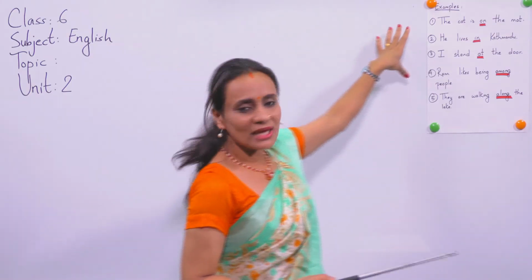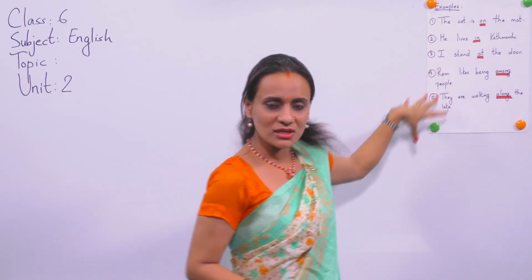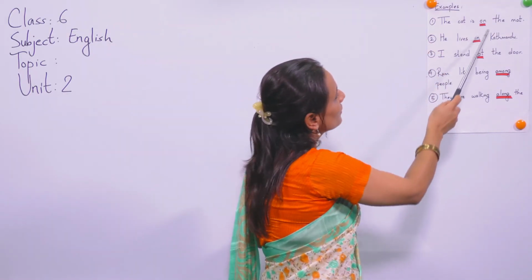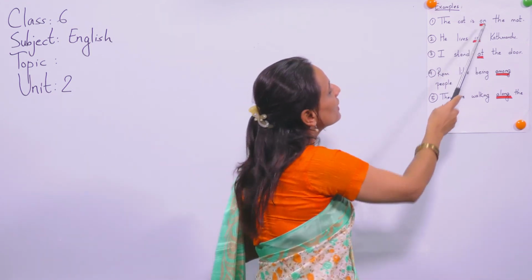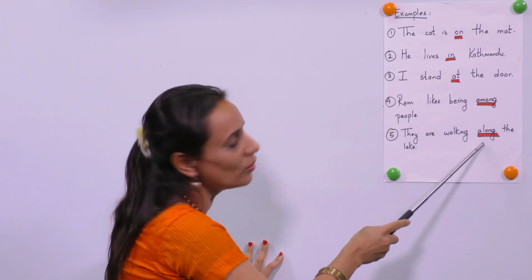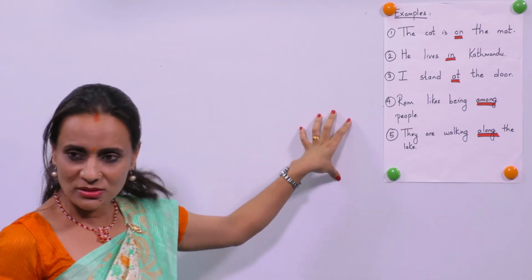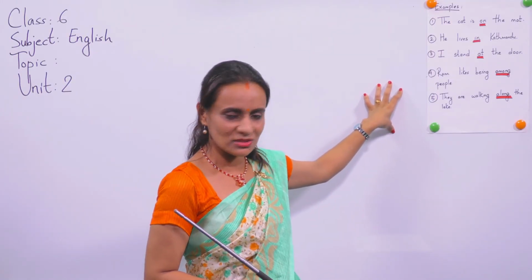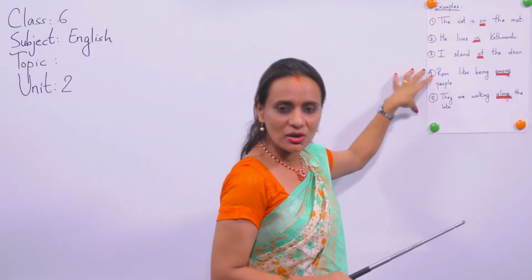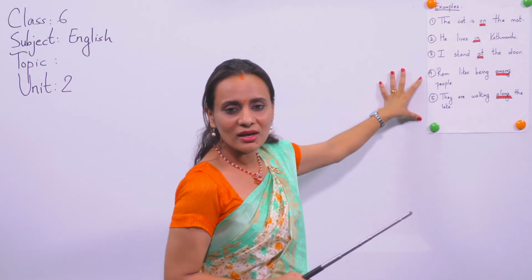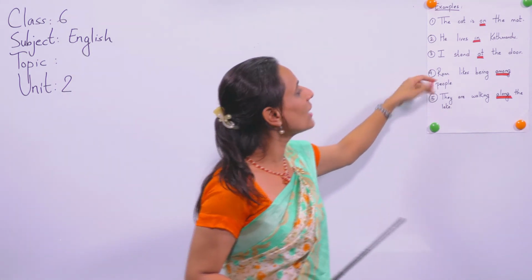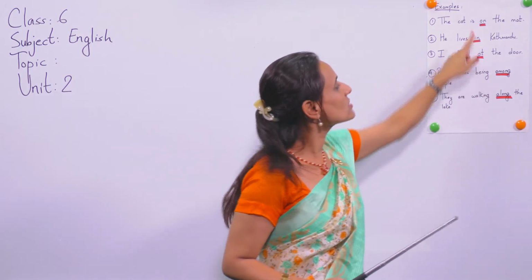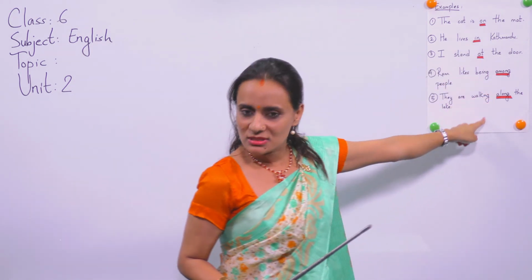Now, what can you see here? There are the short words here: on, in, at, among, along. What are these? Are they nouns, my dear students? No. Are they pronouns? No. What are they? Okay, good. They are the prepositions. These short words are the prepositions.